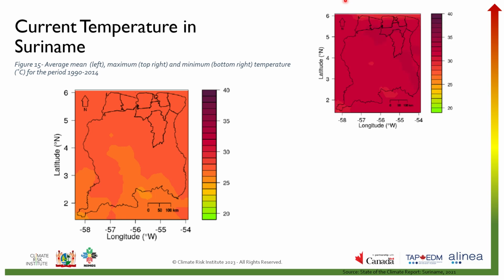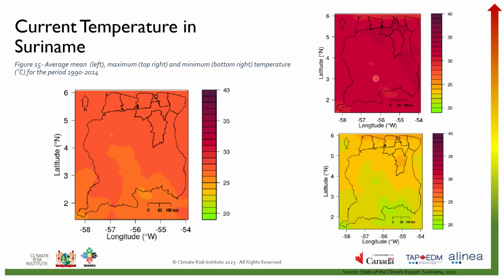The map on the top right is showing the maximum temperature for the period 1990 to 2014. So again, they took the maximum temperature for each of those years and they averaged them. And so we can see that the maximum temperature is about 30 to 32 degrees Celsius in the red color for most of Suriname. We can see the maximum values are found slightly inland and on the eastern border here in the darker red, where the maximum value is around 33 degrees Celsius.